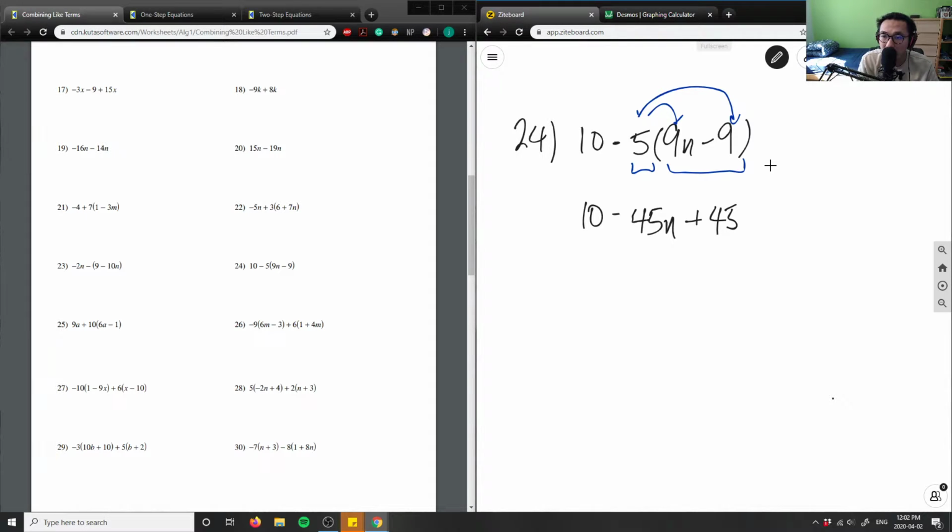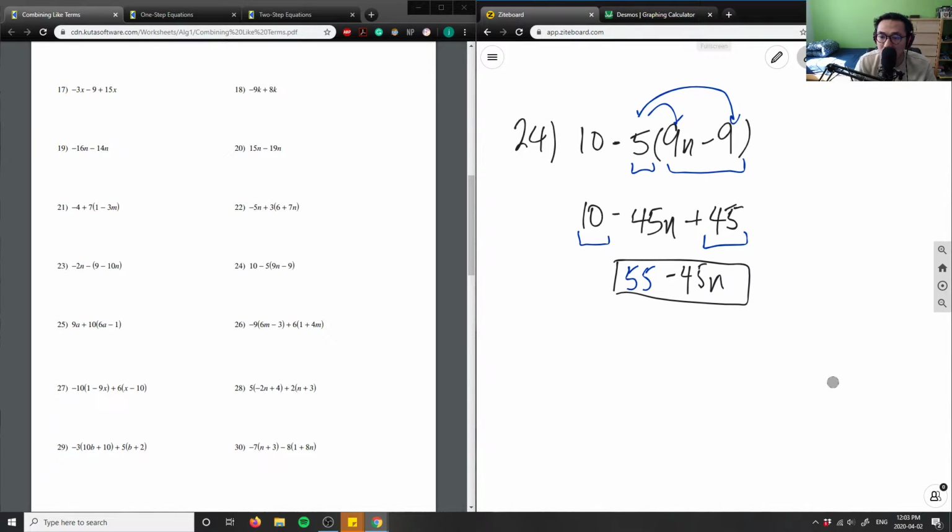Then what we're left with is we want to collect like terms, right? In this case, I see these constants are like terms. The n term does not have another like term here, so I'm going to combine these constants. 10 plus 45 equals 55, and then we have just negative 45n. So our answer here is 55 minus 45n. Again, we're very good at the distributive property at this point.